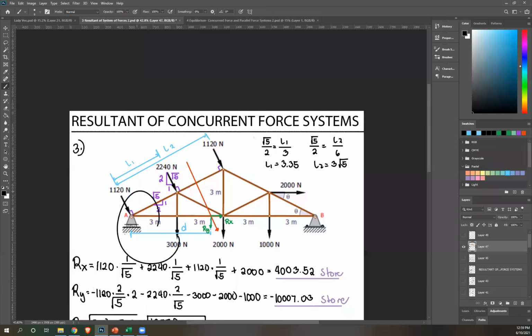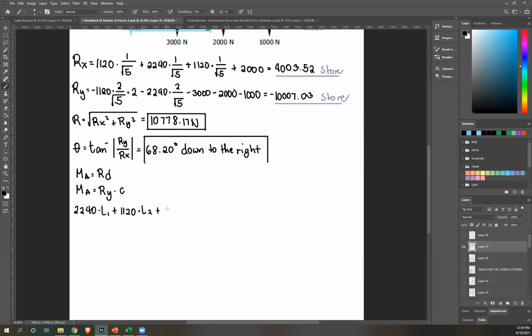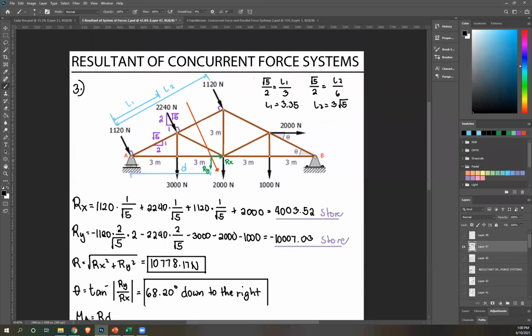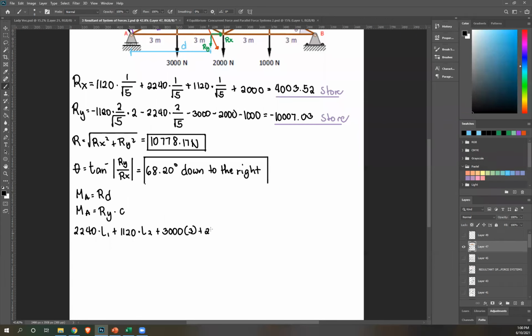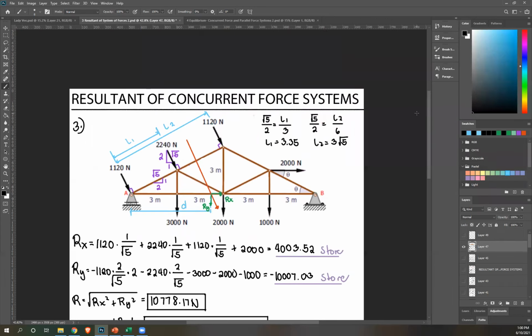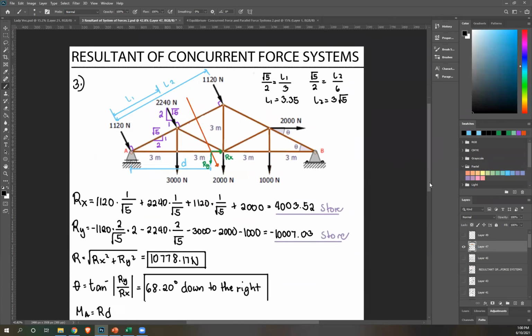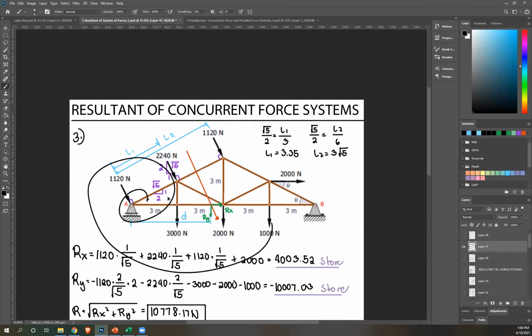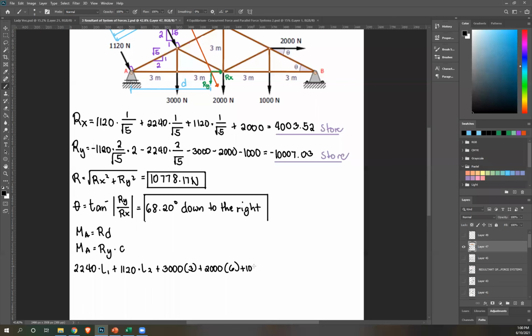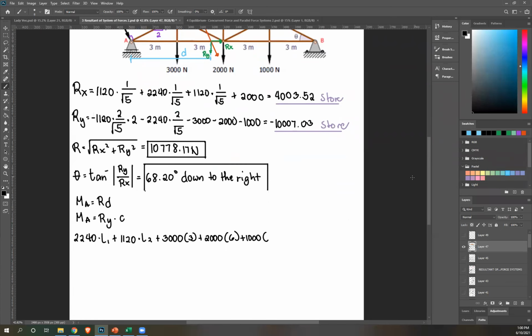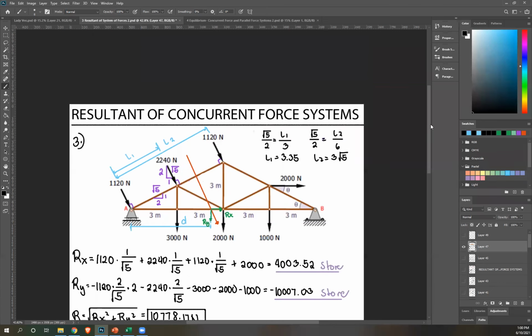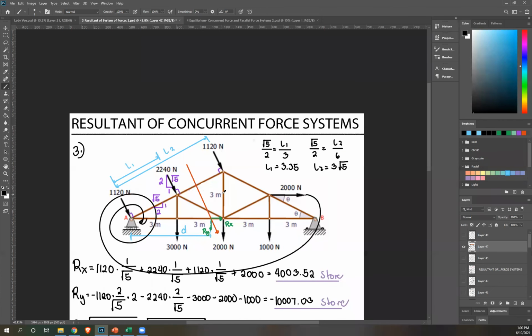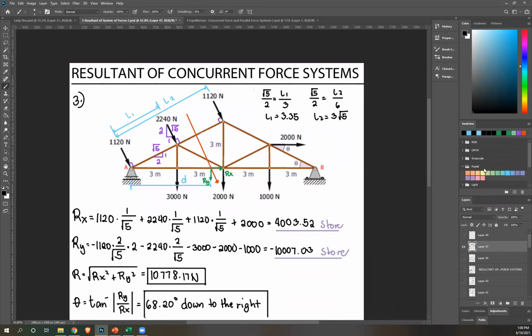Next, we have 3,000. Rotate about A, clockwise, therefore positive 3,000. Perpendicular distance was 3, as you can see. Next, 2,000 clockwise, so positive 2,000. Perpendicular distance 6. Next, 1,000 clockwise, positive 1,000. Perpendicular distance 9. And what else? 2,000. Clockwise, so positive 2,000.